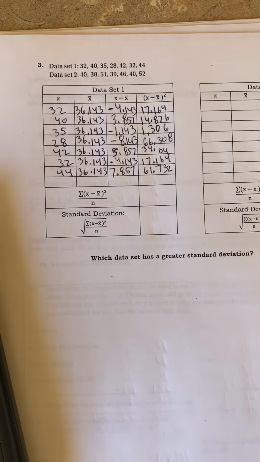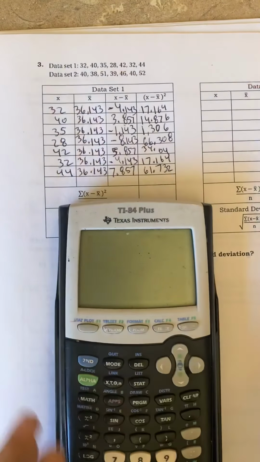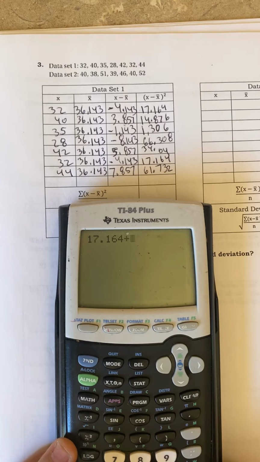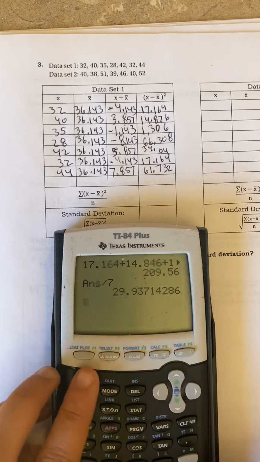So then the next thing is to add them all up and divide by our number of terms. So we're going to add them up and divide by 1, 2, 3, 4, 5, 6, 7. 14.876 plus 1.306 plus 66.308 plus 34.04 plus 17.164 plus 61.732 divided by 7. Let's see, did I type anything in there wrong?